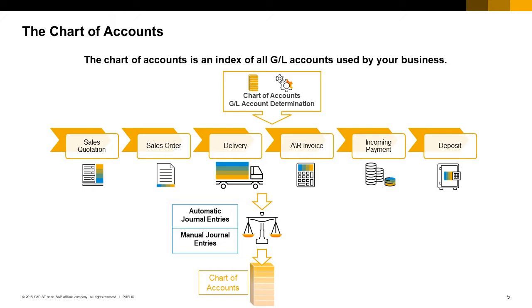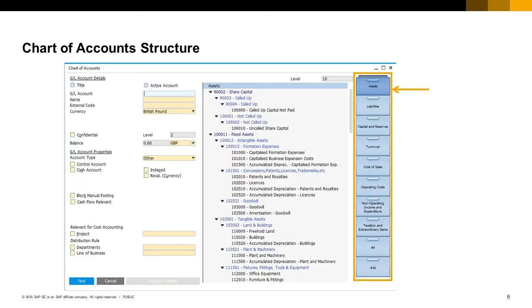The documents in the sales and purchasing processes create automatic journal entries that are registered in the journal entry file and affect the account balances. The account balances are also affected by manual journal entries and other accounting transactions, such as the period-end closing process that transfers the balances of the profit and loss accounts to a balance sheet account. The Chart of Accounts is organized by drawers and levels.